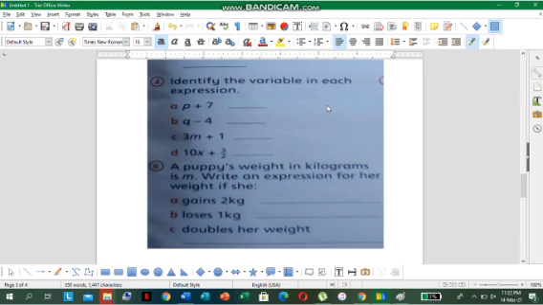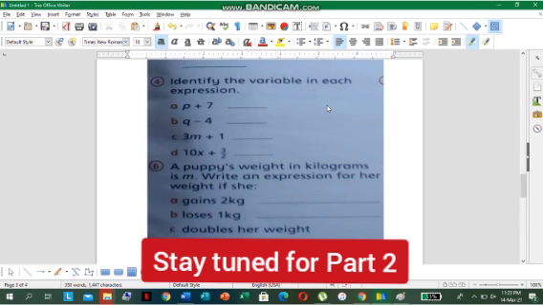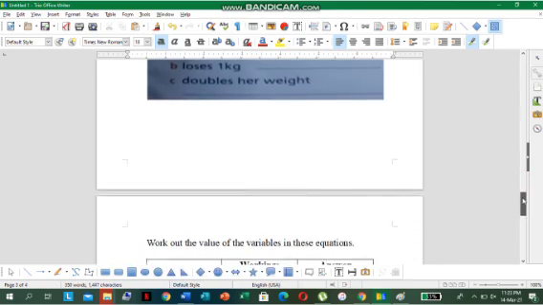All right. So doubles her weight. Remember now, the puppy's weight in kilograms is m. So if we're going to double her weight, it's 2m, right? So we double her weight, which is 2m. So the expression there would be 2m, because we double her weight. All right, beautiful.